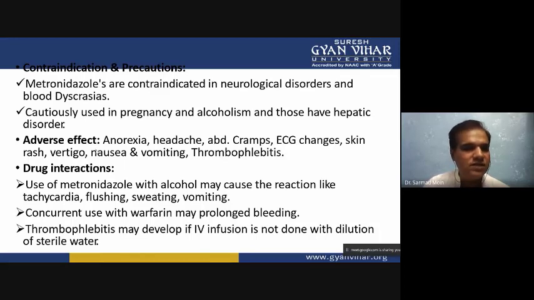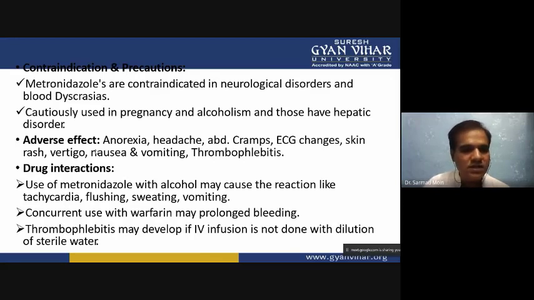These are all side effects it will cause. Now, how does metronidazole interact with other types of drugs? When we mix metronidazole with alcohol-containing drugs, it will react and produce tachycardia, flushing, sweating, and vomiting.